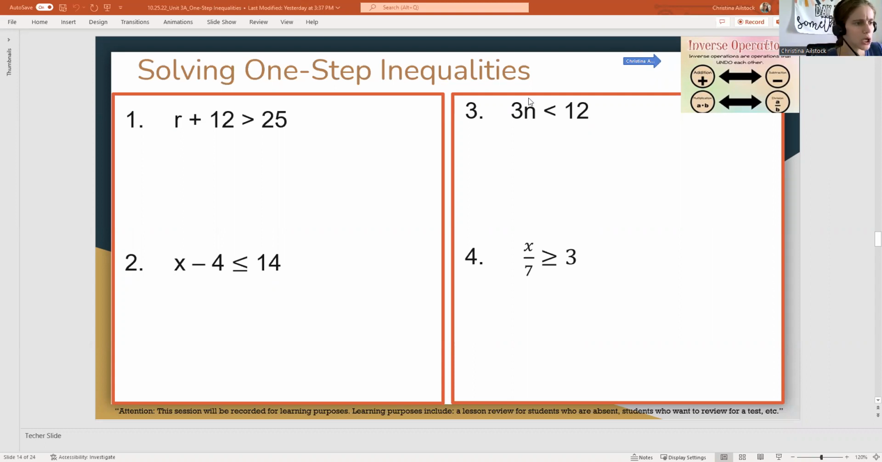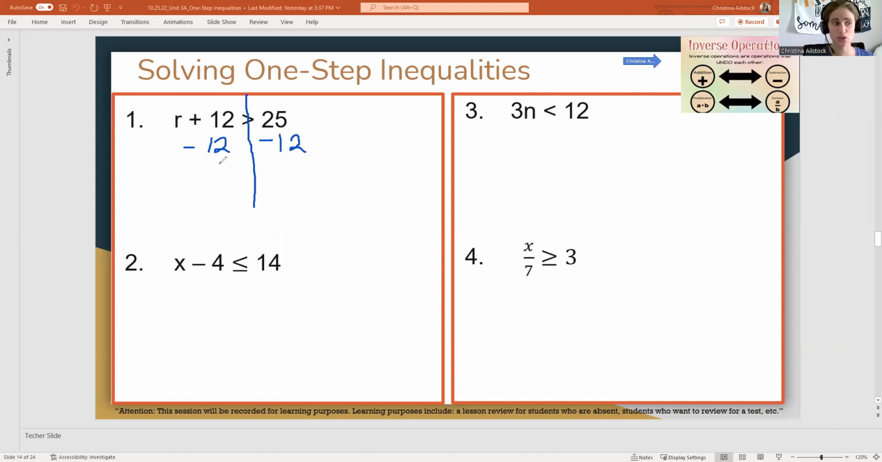We come over here to question number 1. I'm going to draw a line through my inequality symbol. And we have the problem r plus 12 is greater than 25. Well, we want to get that r by itself. So what's currently in the way of r being alone? That plus 12. We can undo that plus 12. We can get that plus 12 to the other side by doing the inverse. So what's the inverse of addition? Subtraction. We're going to subtract 12 from both sides.